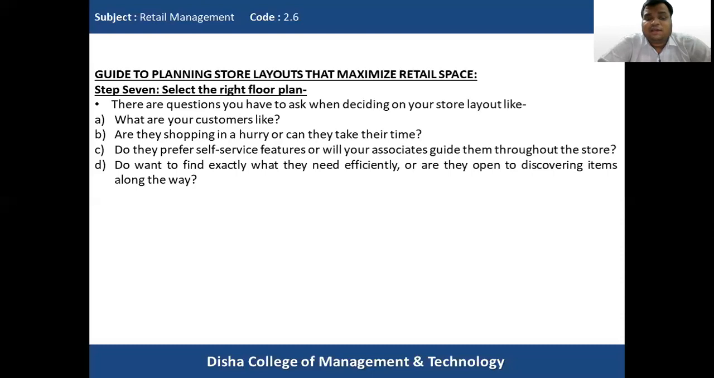Do you want them to find exactly what they need efficiently, or are they open to discovering items along the way? Whatever items they are interested in purchasing, whether you are going to provide them very efficiently so they need not browse or navigate through the complete store, or they are given the opportunity of discovering items along the way by browsing all the items on display. So what kind of convenience are you giving to the customers? Whether you are finding the products for the customers, or whether the customers have enough opportunity to browse all the items on display and then decide what to buy and what not to buy.